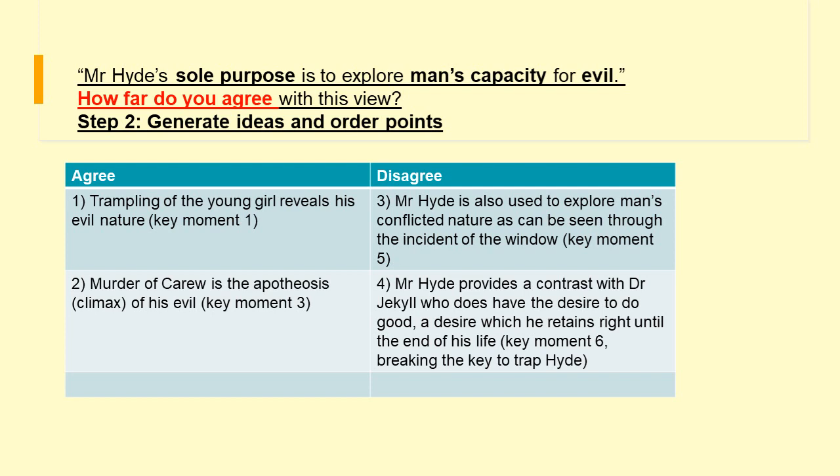And so that's where Dr. Jekyll has stamped on the key to trap Mr. Hyde and prevent him from escaping. Because bear in mind, Mr. Hyde values his own life in an animalistic way more than anything else.